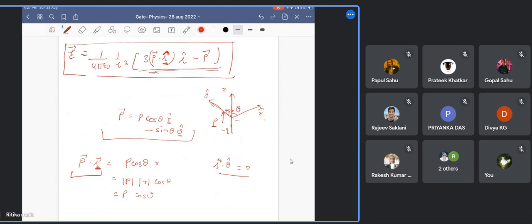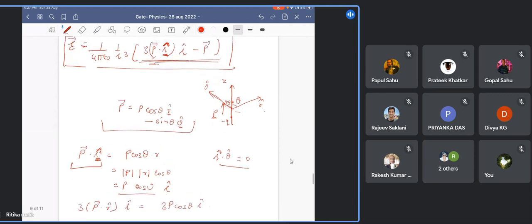You can check it. So when you calculate P vector dot R cap, you are left with P cos theta in the R cap direction, and three times of it gets multiplied. So you are left with three times of P vector dot R cap, as 3P cos theta in the R cap. And you have to subtract P.